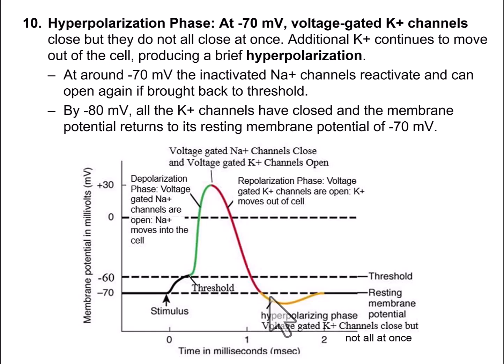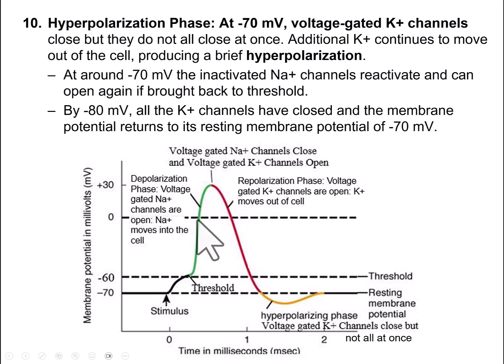Voltage-gated potassium channels don't all slam shut at the same time. Some slam shut, and then others will slam shut as it becomes more negative until you hit minus 80 millivolts, and then all of them are shut. And then it comes back up to resting membrane potential. Well, what do we call this phase when it drops below the resting membrane potential as voltage-gated potassium channels are closing? We refer to that as hyperpolarization. It goes more negative than the resting membrane potential.